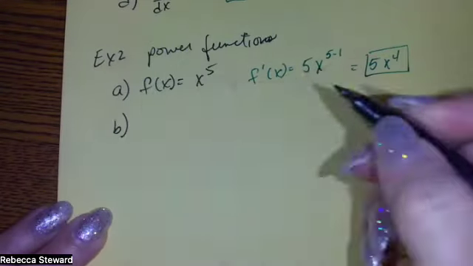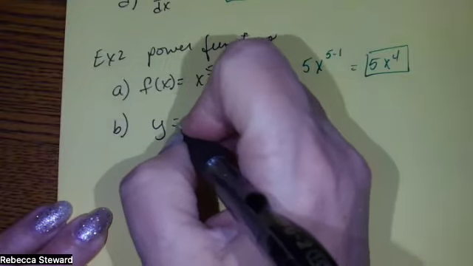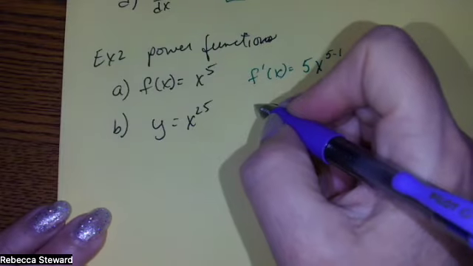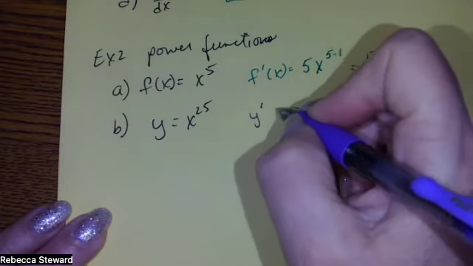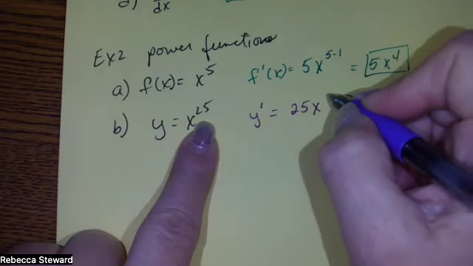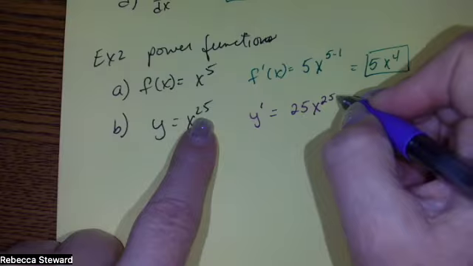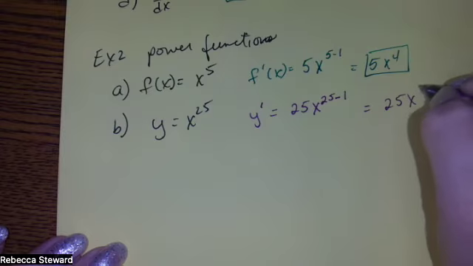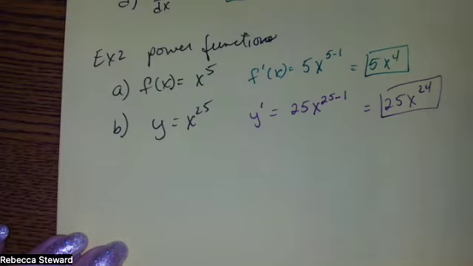All right, let's look at B. We have y is equal to x to the 25th power. This will get us y prime is equal to our power, and then x to the power minus 1, which will get us 25x to the 24th.